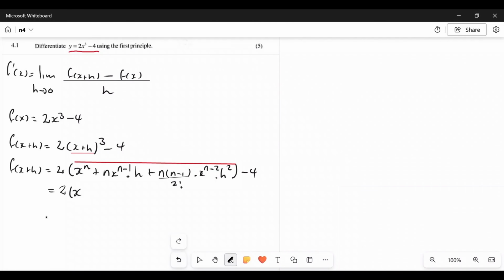The exponent of 3, that is our n. So we're going to write to the power of 3 there. Now we are done with the first term. Now let's do the second term.